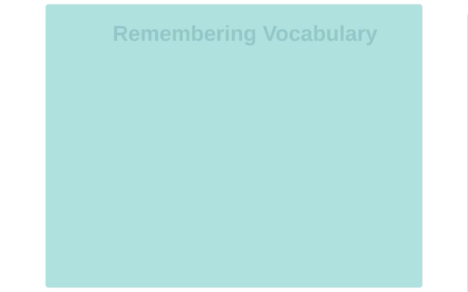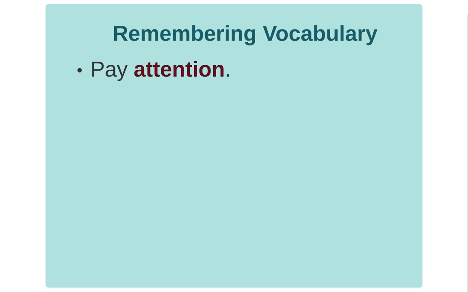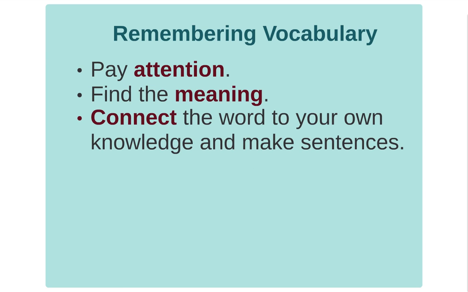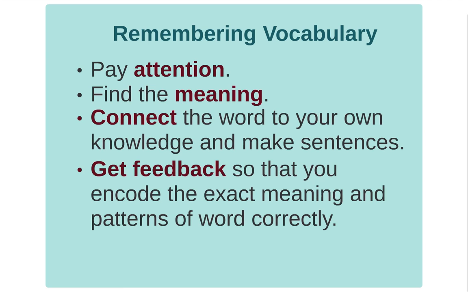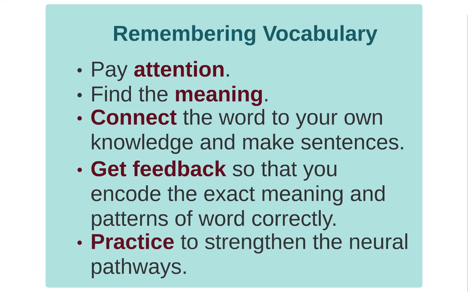So in order to learn words the same way that Kevin does, remember you have to first pay attention to the word, find the meaning, connect the word to your own knowledge and make sentences, and then get feedback so that you encode the exact meaning and patterns of the word correctly. And finally, practice to strengthen the neural pathways so that you can remember them.